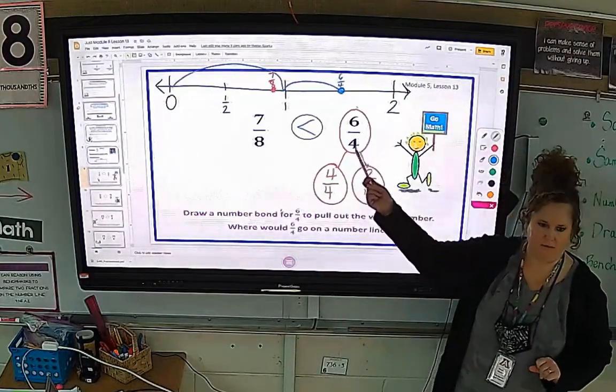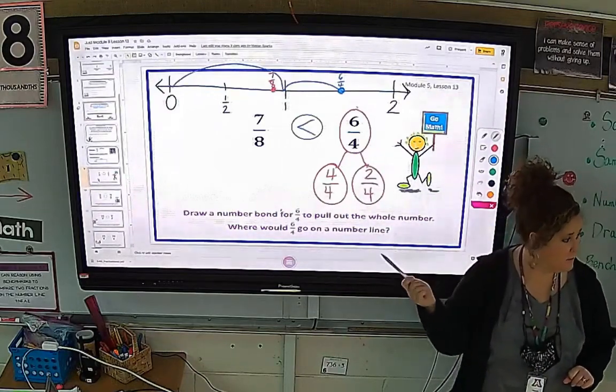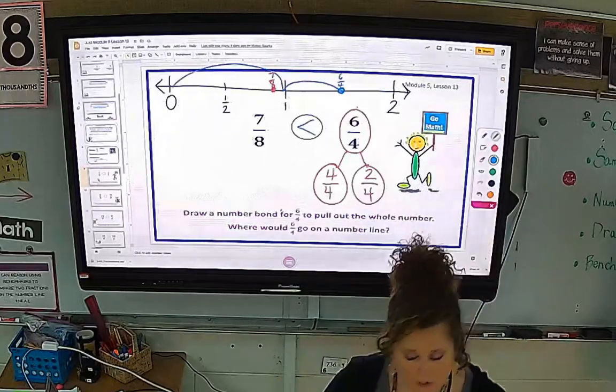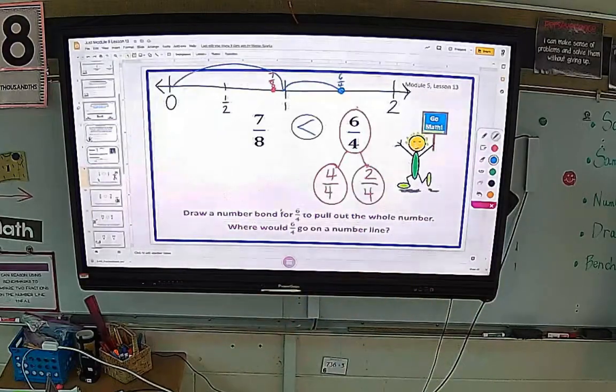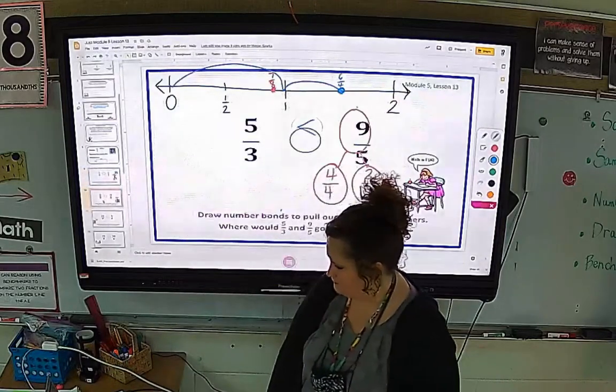This one is bigger. Okay? So you can use your reasoning skills, but there is a time to know how to put it on the number line. We need to know how to do that too. Okay? All right. Let's move on to a different set.